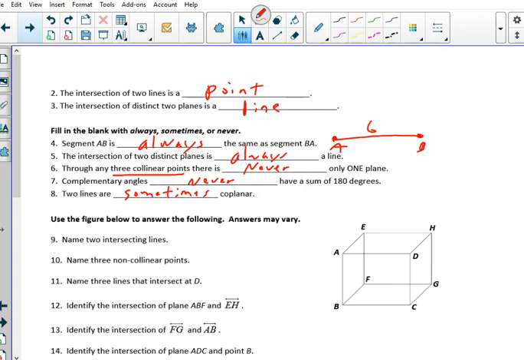Okay? So think about it. If I had a box, I can draw a line on the top of the box. I can draw another line on the top of the box. They're coplanar. But if I draw a line on the top of the box and one on the front of the box, they're not coplanar.